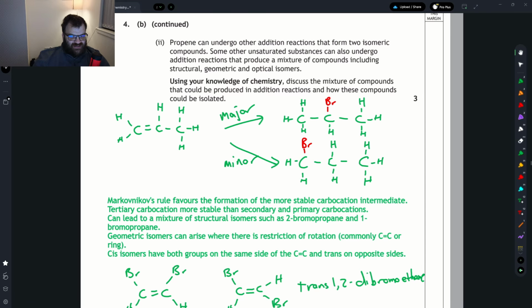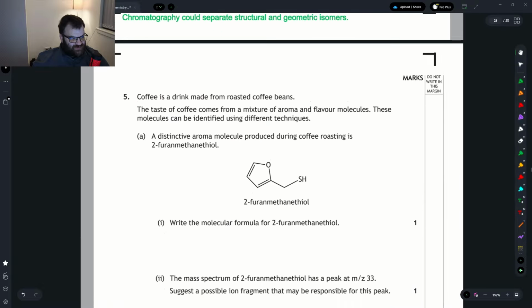To get the 3 marks, you have to give a good answer. Reasonable would get you 2 marks and limited would get you 1 mark. So I hope that would be enough to pick up the 3 marks for that question.